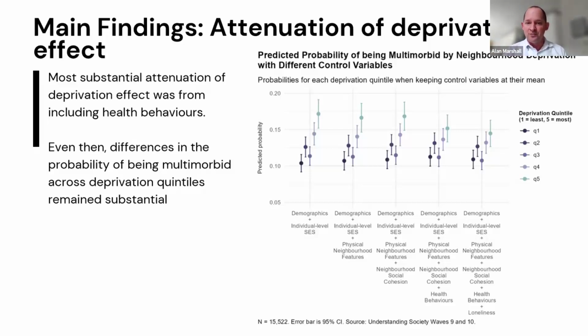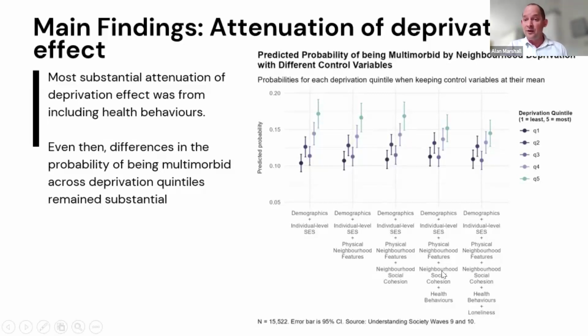So you can see in the first model, we just have demographics and people's individual social and economic circumstances. In the second model along, we add physical neighbourhood features, and you can see that has very little effect on this gradient of increasing risk across the scale of deprivation across neighbourhoods. And then in the third model, we add neighbourhood social cohesion. And again, you can see that the predicted probabilities and the gradient in those is largely unaffected.